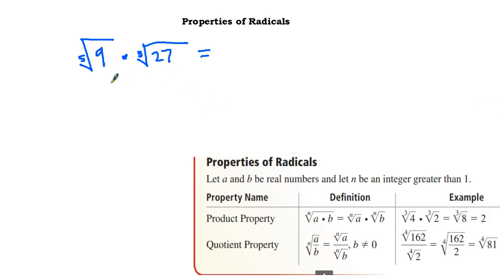In this video, I just want to remind you of a few properties of radicals that we've seen before. So, for example, if I have the fifth root of 9 times the fifth root of 27, I'm allowed to multiply the insides together as long as these indexes are the same. As long as this is a 5 and this is a 5, I'm allowed to just multiply the insides together. So when I do that in this case, I get the fifth root of 243.